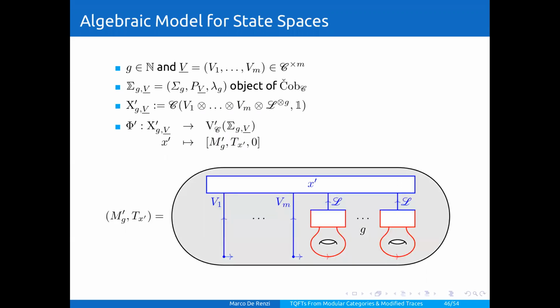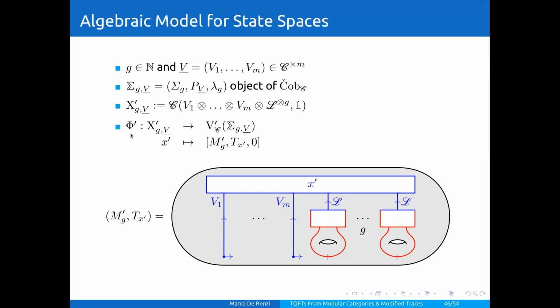Then we consider a vector space x prime subscript gv, and this is a morphism space of the modular category C. So this is the space of morphisms from the tensor product of the labels, tensored with the gth tensor power of the coend, and the target for these morphisms is simply the tensor unit.